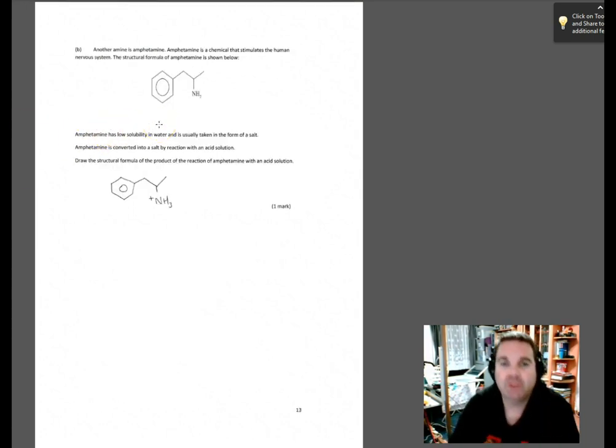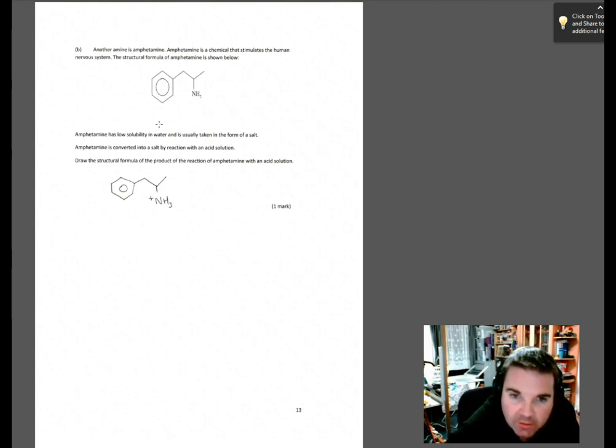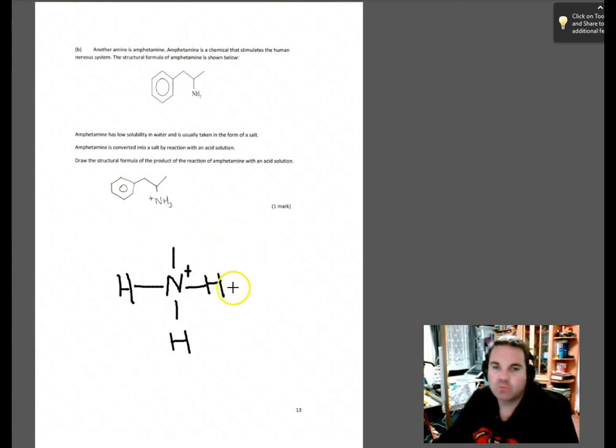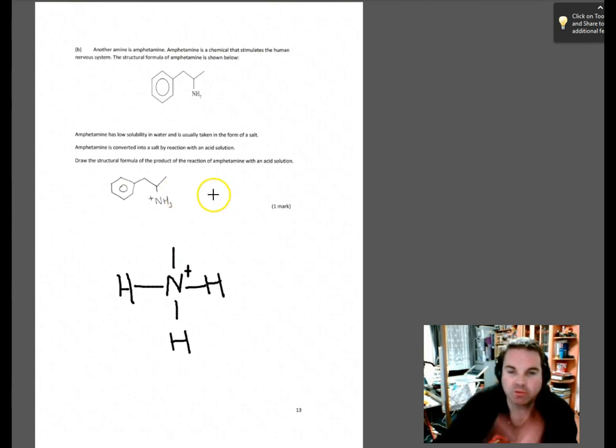And finally, amphetamine here asks you to draw the structural formula of the product by reaction of amphetamine with an acid solution. Here you've got an amine, which is a base. It can accept a proton, so you'd just write NH3 with a plus on it. The other way you can do it, if you want to, is draw out the full structure, and down here to your nitrogen, you show hydrogen, hydrogen, hydrogen like that. The key thing is that you put the plus on your nitrogen. Really important. That's where you put the plus sign. Don't put it on a hydrogen. Don't write NH3 plus or anything, because that would be wrong.